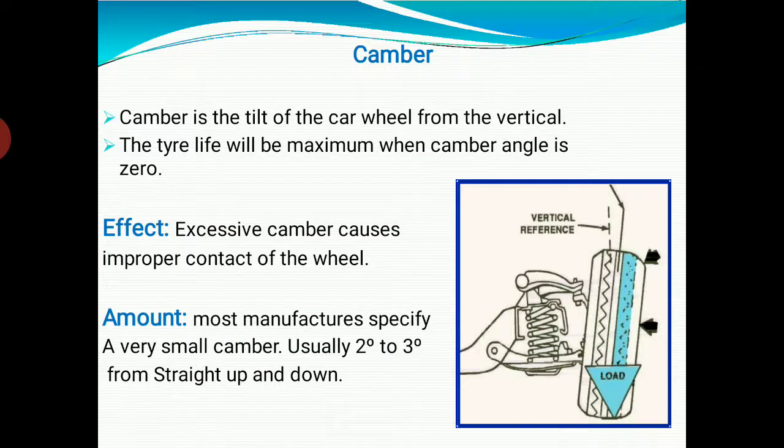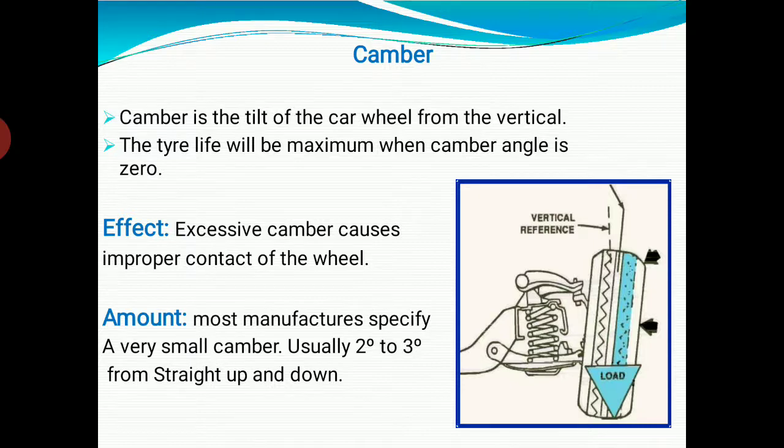Next, we can understand what camber is. Camber is the tilt of the car wheel from the vertical center of the tire. When I tilt the wheel towards the left or right, it is called camber. Again there are three types: when the camber is 0, when the camber is positive, and when the camber is negative, what happens here? The tire life will be maximum when the camber angle is 0.